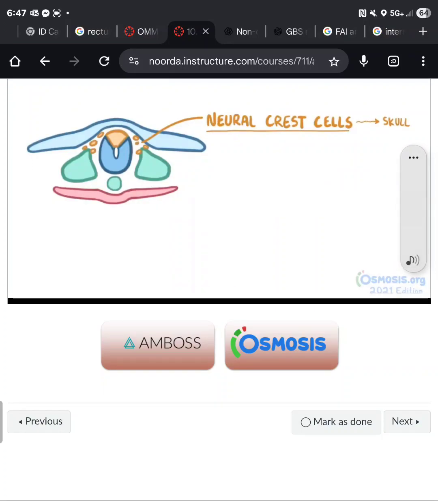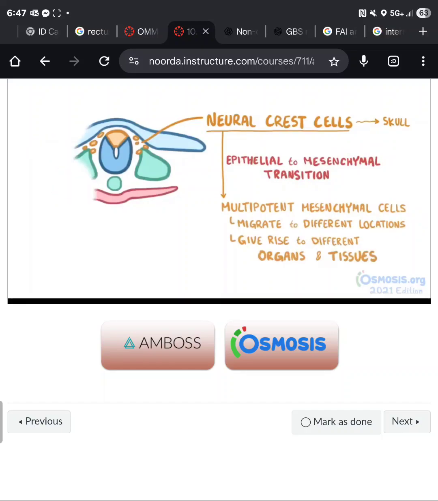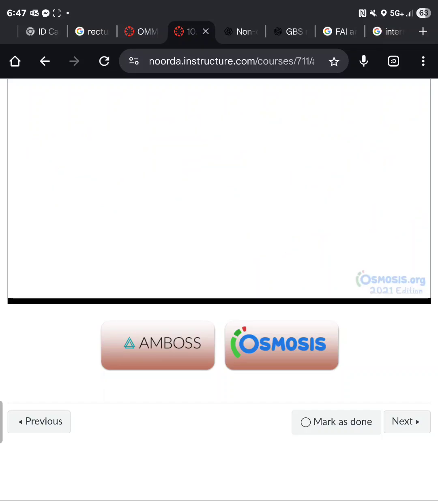Before they develop into bone, all these different kinds of cells first transform into multipotent mesenchymal cells, through a process called epithelial to mesenchymal transition. The resulting mesenchymal cells have special properties, like the ability to migrate to different locations and give rise to different organs and tissues in our body, including bones. Now, from here, there are 2 ways that fetal bones can form.